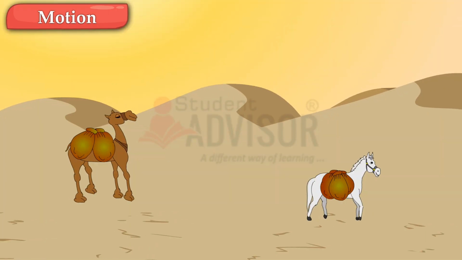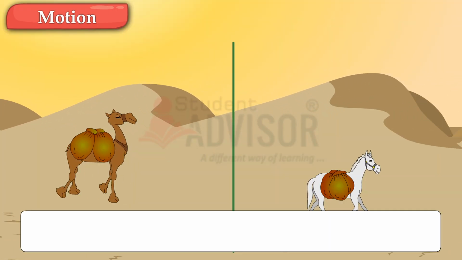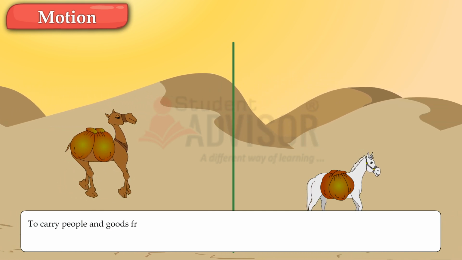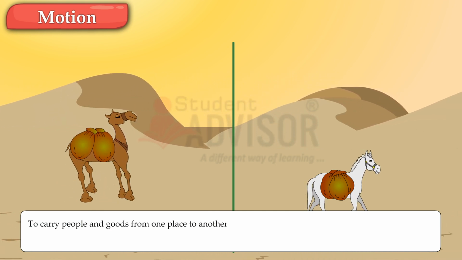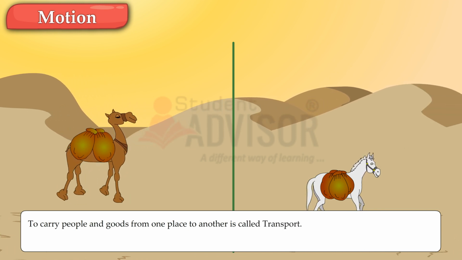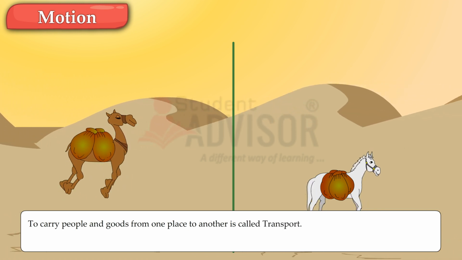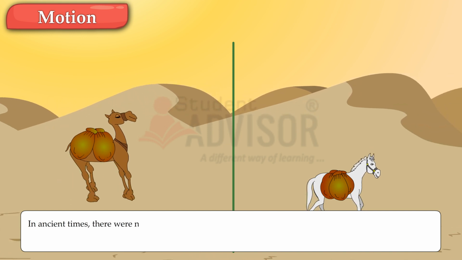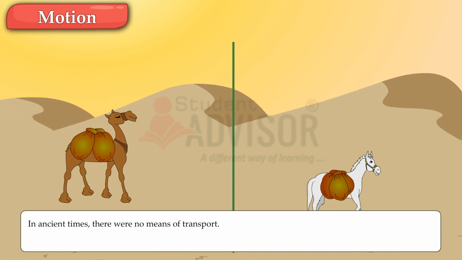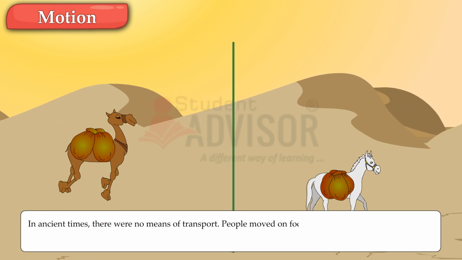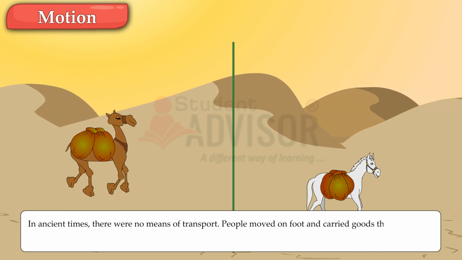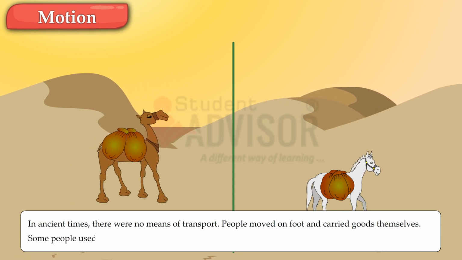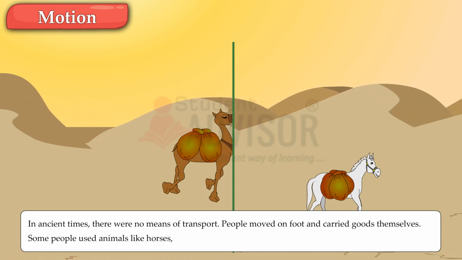The story of transport. To carry people and goods from one place to another is called transport. In ancient times, people moved on foot and carried goods themselves. Some people used animals like horses, camels, etc. for traveling or carrying goods.